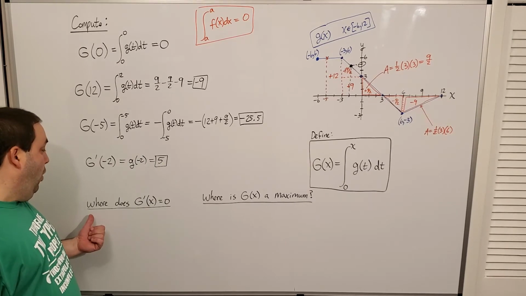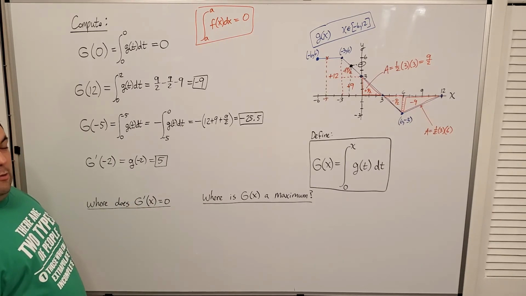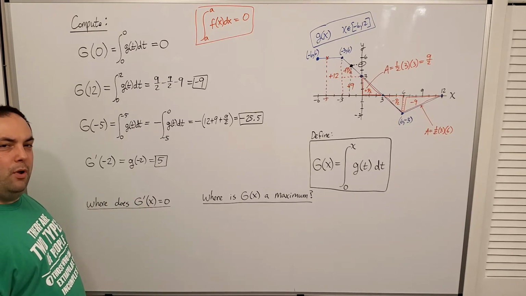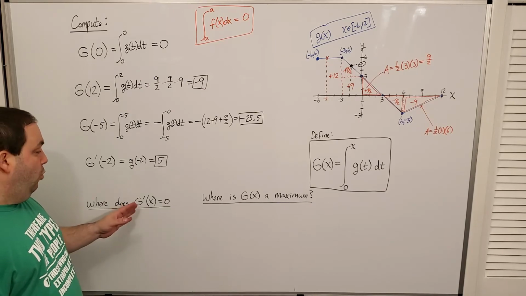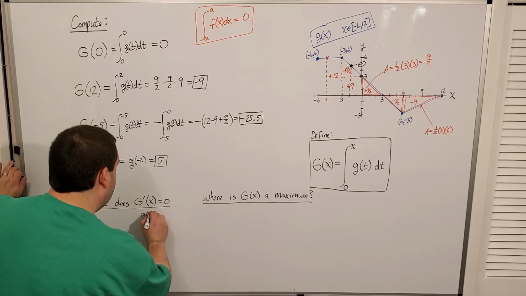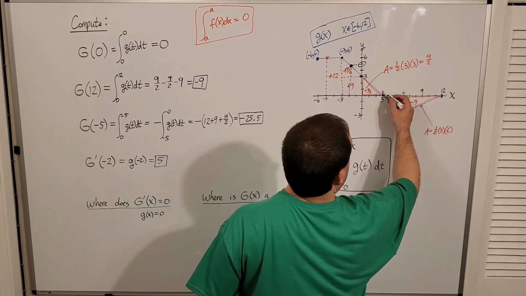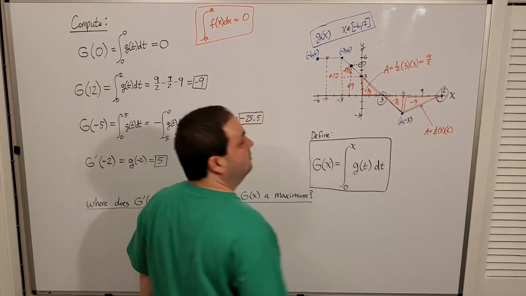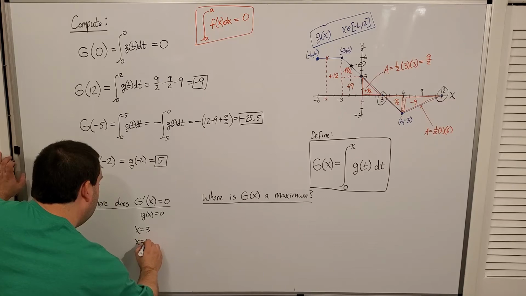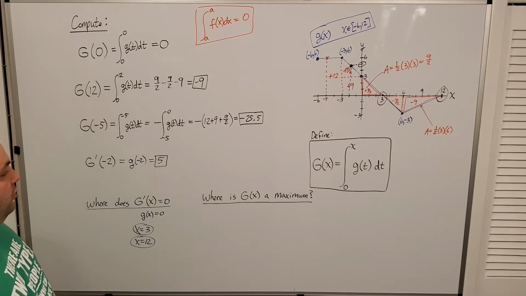Next question. Where does the derivative, capital G prime, equal 0? Well, that would be important because that would be the critical values of capital G. So where, remember, G prime is just little g, right? So where does little g of x equal 0? Well, that would be right here and right here. X equals 3 and x equals 12 would be my answers here. Those are my critical values of capital G.